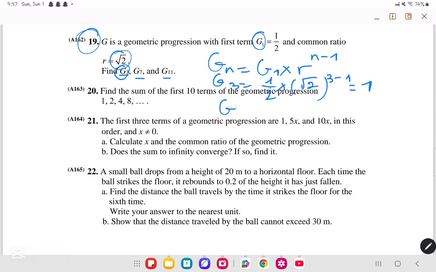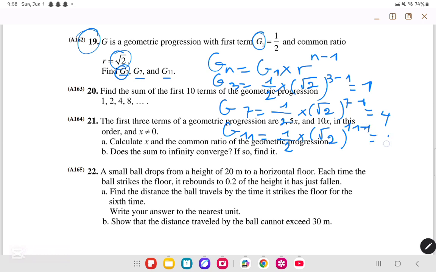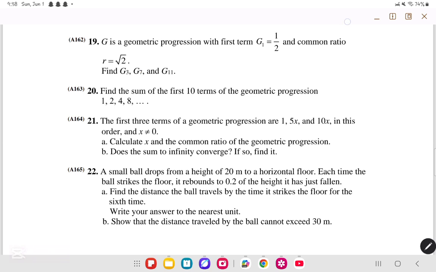Okay, if we're doing it for G7, it is 1 over 2 times radical 2 to the power of 7 minus 1. You're supposed to get an answer of 4. Then for G11, it's 1 over 2 times radical 2 to the power of 11 minus 1. So it's supposed to give us an answer of 16. Okay, that is it for question number 19. We'll move on to 20.